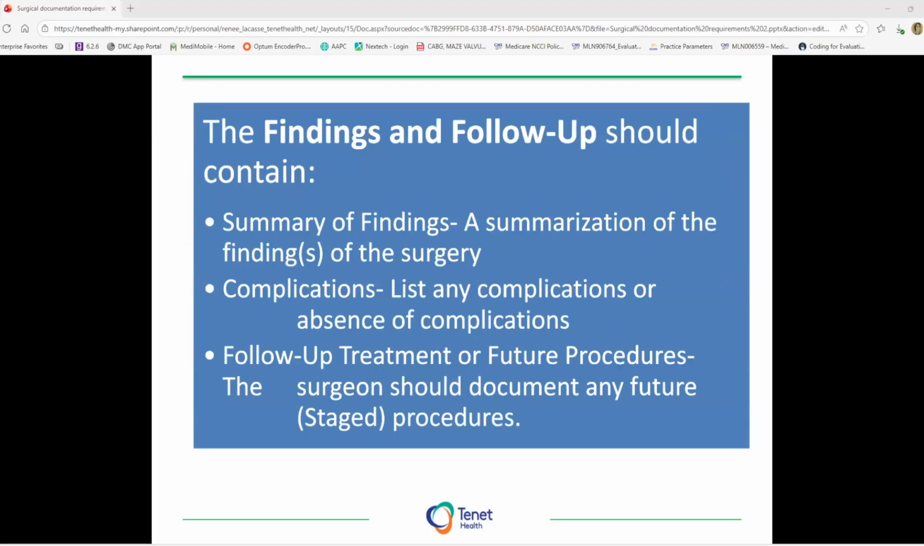You want to make sure that you are listing findings and follow up. You want to provide a brief overview of what was discovered during the surgery. You want to focus on the main surgical outcomes. You want to document any complications that occurred during or after the procedure. If there were no complications, you want to clearly state the absence of that. Any follow-up treatment, you want to make sure that you have additional treatments or staged surgeries that may be needed, and include details about the planned future interventions.